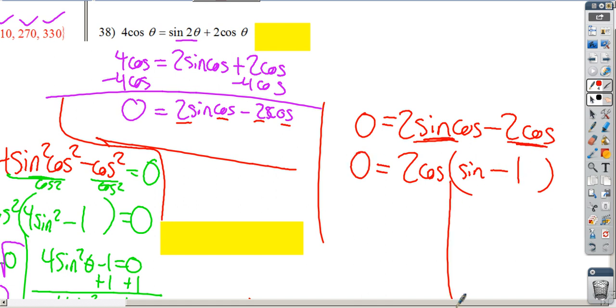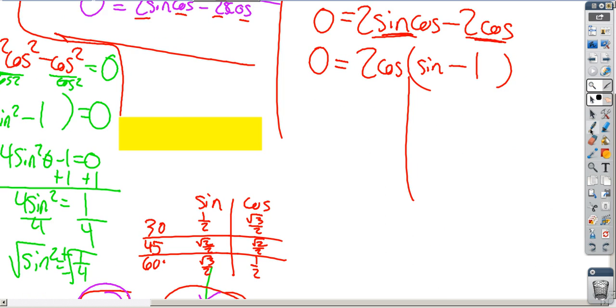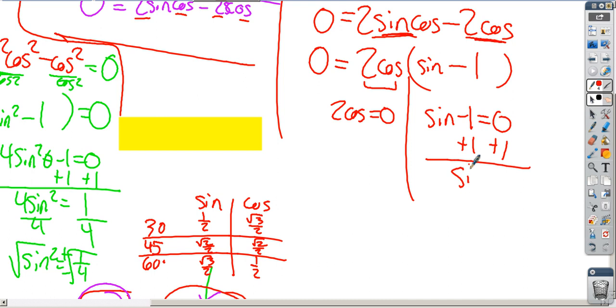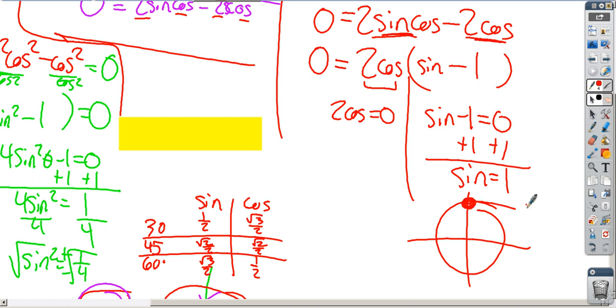So now we'll make 2 equations. I don't think we're going to get 6 solutions this time like we did before. 2 cosine equals 0. That's how this could be 0. And sine minus 1 equals 0. Let's solve this one first. If we add 1 to both sides, we get sine is equal to 1. Where does that happen on the unit circle? Sine is the y-coordinate. Well, there's only one place where the y-coordinate equals 1. It's right there at 90 degrees. So this solution would be theta equals 90.